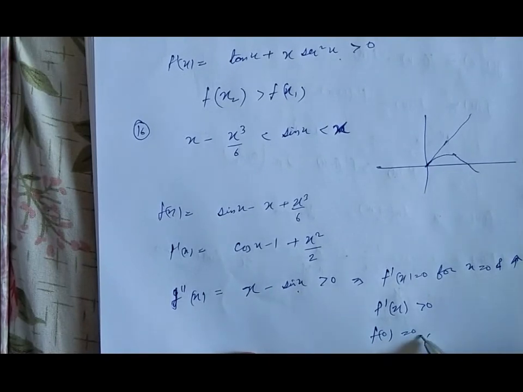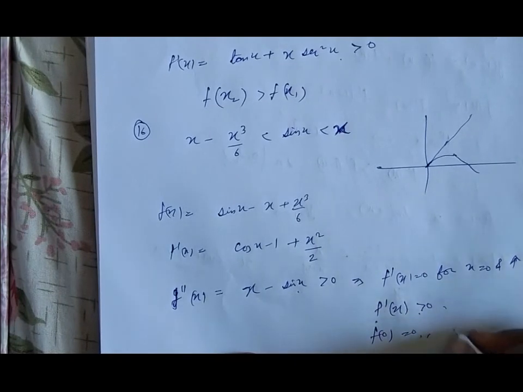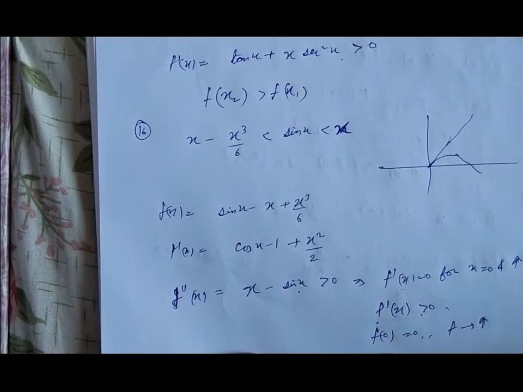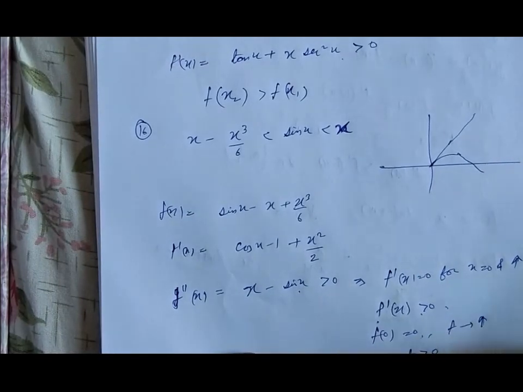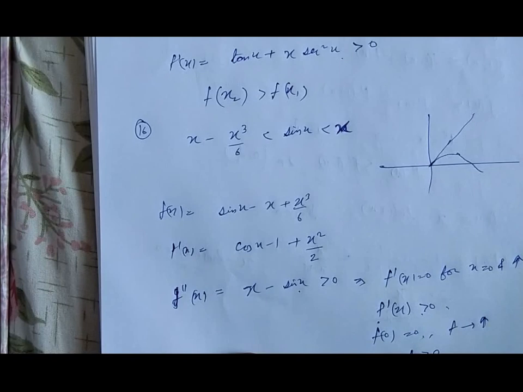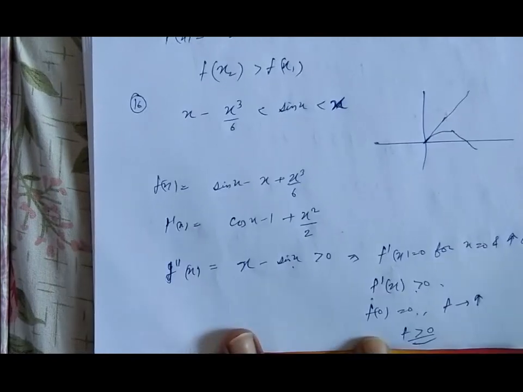Since f(0) is 0, f dash is greater than 0, so f also increases. f is also an increasing function, so f is greater than 0 for all x belonging to (0, pi/2), hence proved. Moving to the next question, question number 17. We need to determine the points of maxima and minima of the given function.